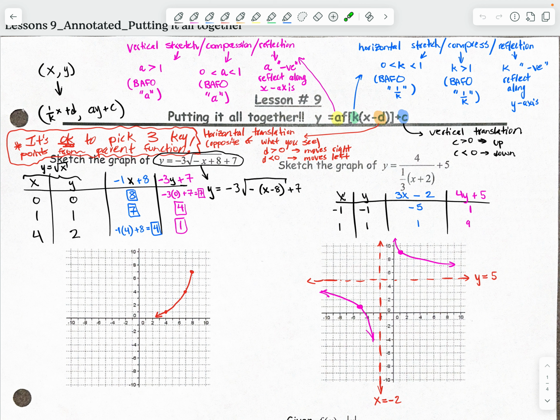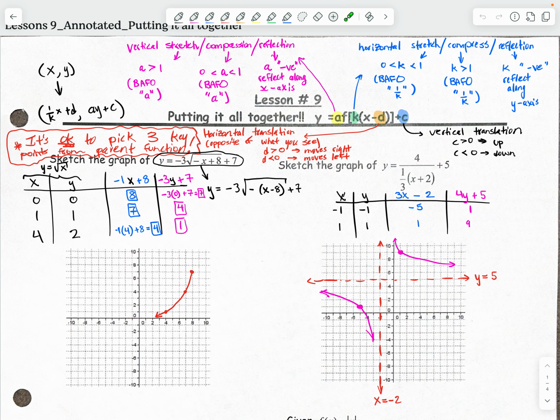Okay. Another thing that's important to note here is it's okay now to pick just 3 points max from a parent function. So we don't need to pick more. It depends on the parent function. Sometimes we would only need 2. In the case of, let's say, the reciprocal function, we would need 2. The parent function points would be -1, -1, and then 1, 1. Those 2 are sufficient, and then we can kind of freehand the rest.